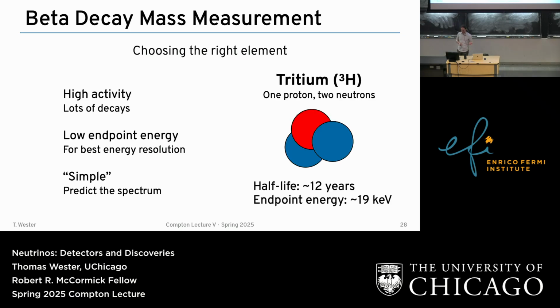And it turns out there is one element that is suitable for this, and it's tritium. Tritium is a nucleus composed of 1 proton and 2 neutrons, and its half-life is about 12 years. So if you get a lot of them in one place, then you get a lot of decays. The energy of the endpoint is also pretty low, 19 keV. It's pretty low compared to a lot of experiments that are out there.